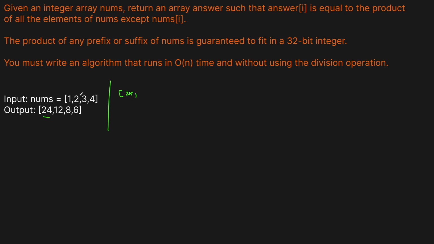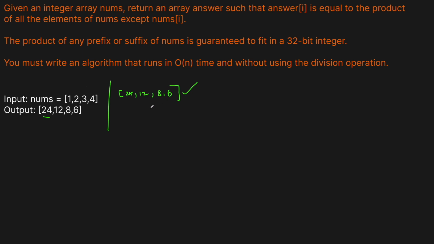Okay, so now we have 2. So what is the product of all the other elements? We have 1 times 3 times 4, so that's going to be 12. And then for the 3, it would be 1 times 2, which is 2, times 4, so that's 8. And then for 4, it's going to be 3 times 2 times 1, which is 6, right? And that's what we expect here for our answer. So pretty straightforward, right? You just multiply all the other numbers that aren't your current number and you're done.